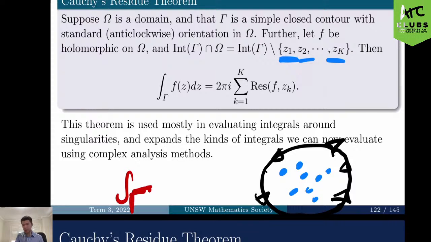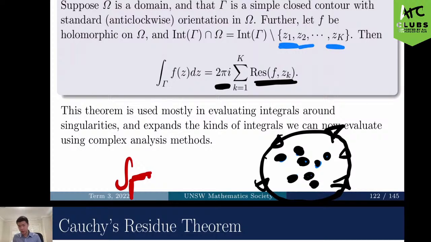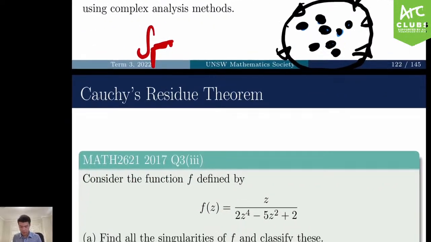You do this by calculating the sum of the residues at those singularities and multiplying by 2πi. So just calculate the sum of these residues, then multiply through by 2πi. This ensures that we can essentially calculate any contour integral, even if there are singularities on the inside.